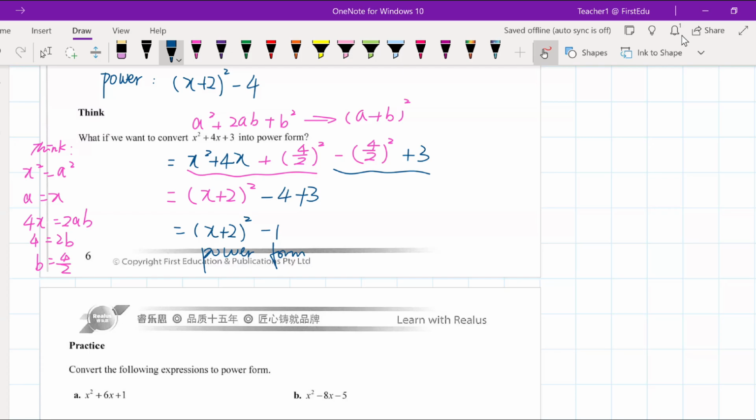So in this case, we copy this term, copy that term, and then we add the middle term over 2. So it's always over 2. Always middle number over 2. That is because that should be 2ab.